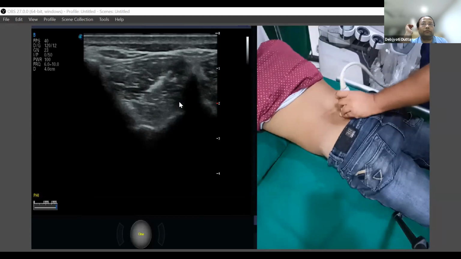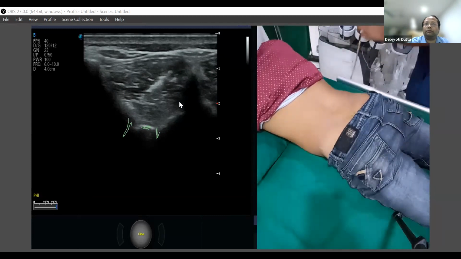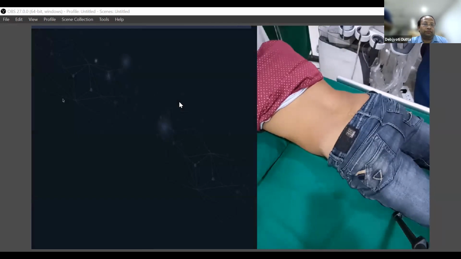Stop. See, this white portion is the bone. This is one foramen and this is the sacroiliac joint. But this is better demonstrated because the echoes are diverged in the curvilinear probe, so they are better demonstrated there. So I am showing this in the curvilinear probe as well.